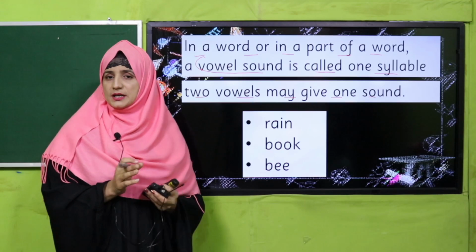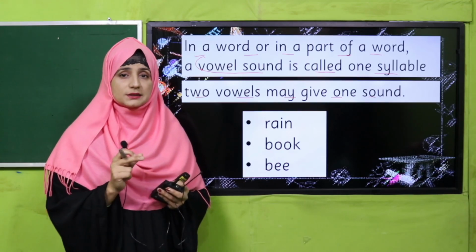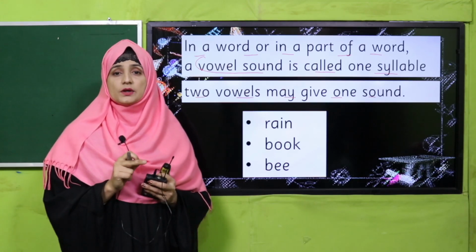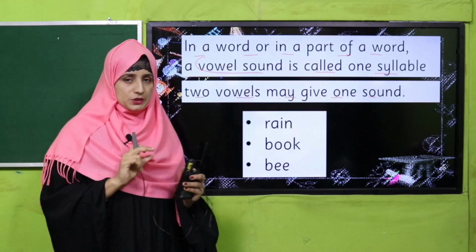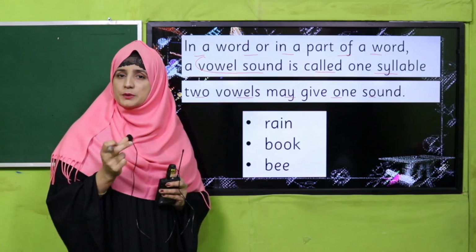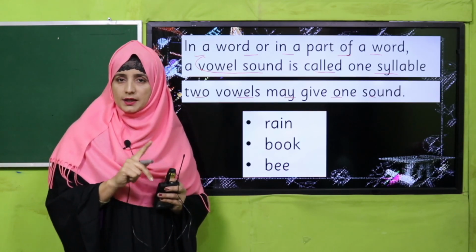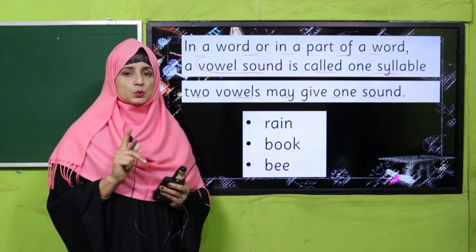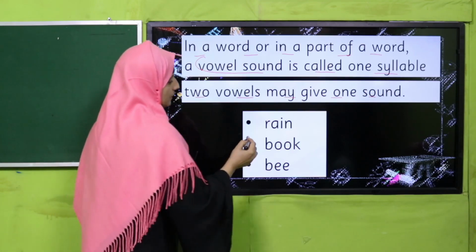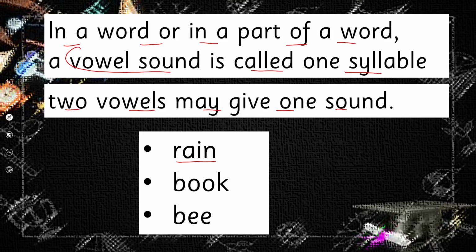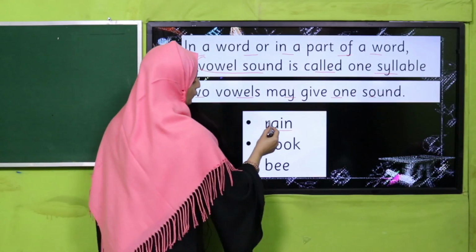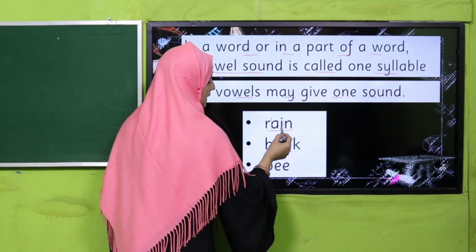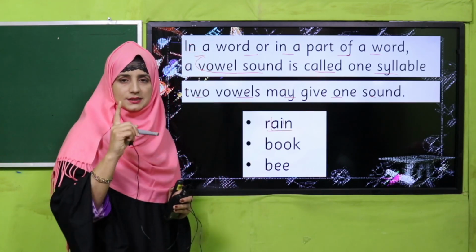My dear students, it doesn't matter how many vowels are there. First, our focus will be how many vowel sounds we are getting from this word. It may be that 2 vowels together give one sound, and it may be that 1 vowel gives us one sound. See an example like rain. Rain. How many sounds are you getting? Definitely we are getting one sound. Even though we have 2 vowels, A, I, the sound is a single sound.